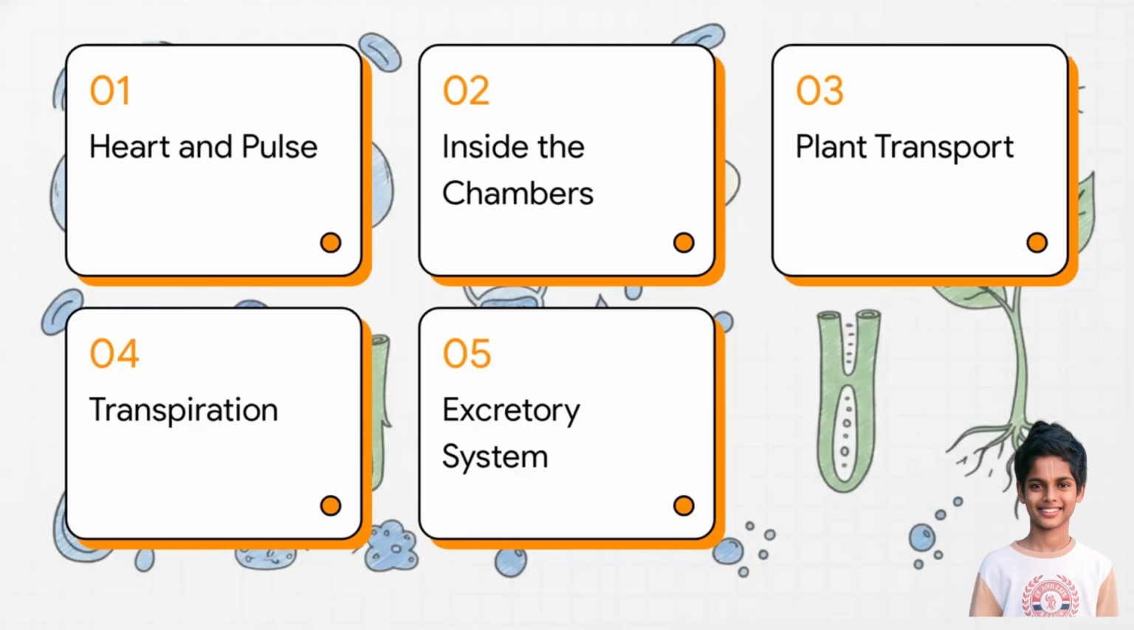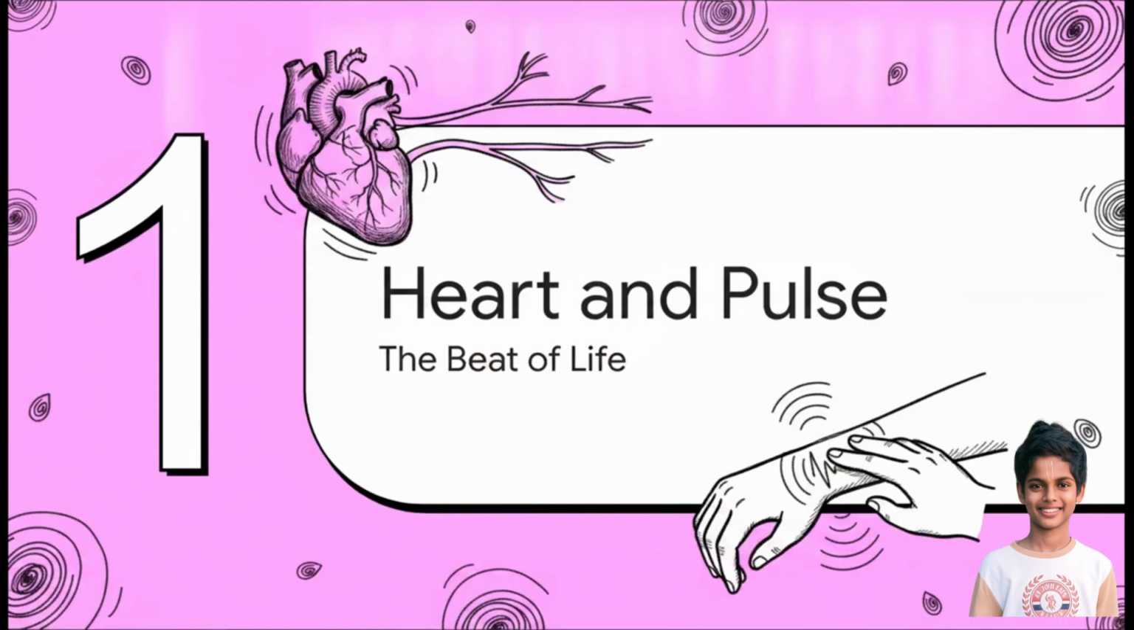Okay, here is exactly what we're covering today. 1. The human heart and pulse. 2. Inside the four chambers. 3. Plant transport, xylem and phloem. 4. The power of transpiration. And 5. The excretory system. Let's get right to it. Section 1. Human heart and pulse.